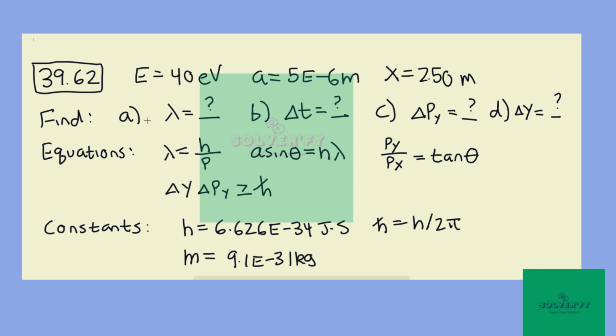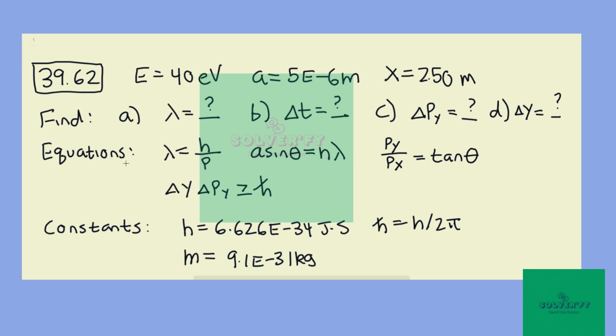Okay, in this problem we have 40 eV electrons in a beam passing through a single slit with a slit width and traveling a distance x to a screen where there's an interference pattern created. We are first asked to find the wavelength of these electrons, then the time of flight, delta t, it takes for electrons to travel from the slit to the screen. We're then asked to find the uncertainty in the y momentum, and finally the uncertainty in y position.